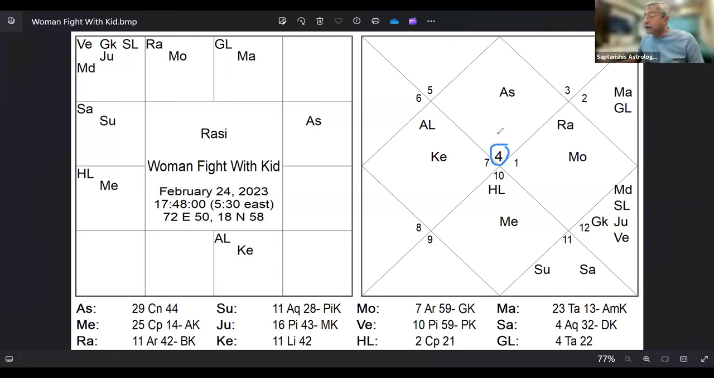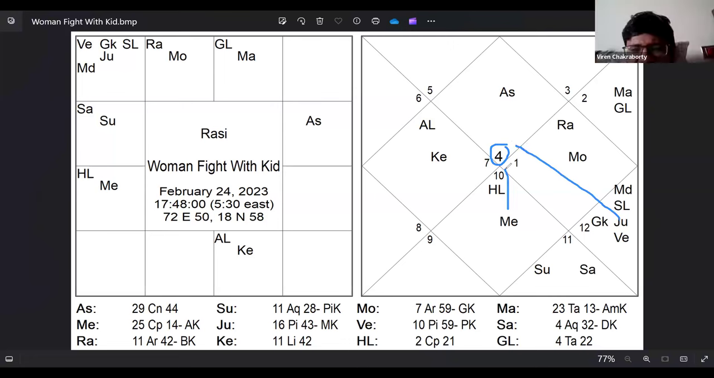Is there a planet in the Lagna? No. Does it have an aspect? It has the aspect of Jupiter. Mercury. Okay, no other direct aspect. Who is this Jupiter? Ninth Lord and Sixth Lord of fights. Done?